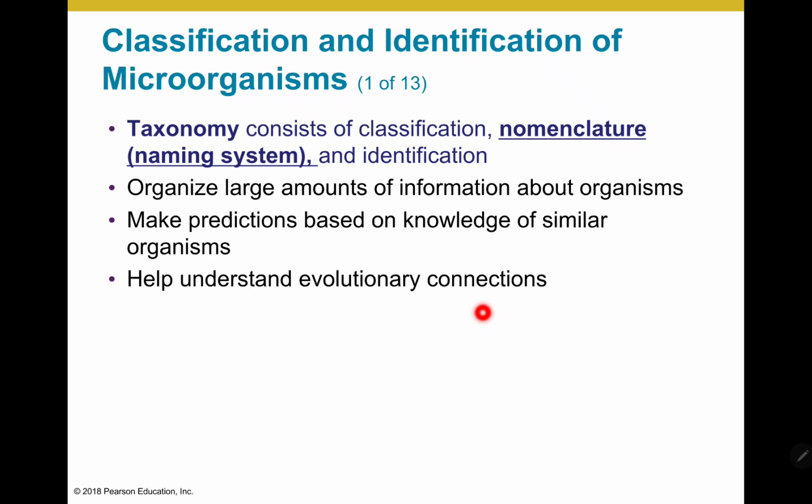Again, taxonomy, remember who we are thinking about? You said it. Carolus Linnaeus. He developed taxonomy, that classification system. And it was the binomial nomenclature naming system and identification.